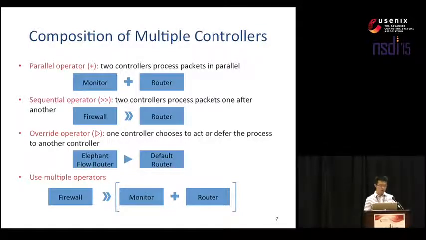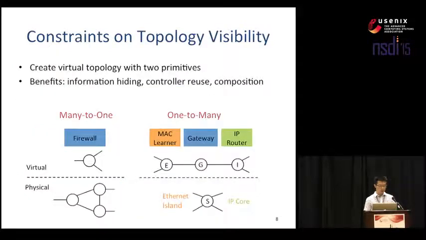Composition is mainly about how to compose multiple controllers. For each controller, CoVisor also provides an interface to specify what they can see and what they can do. CoVisor provides two primitives to create virtual topologies. So each controller only sees a virtual topology instead of the physical topology. This limits the controller's visibility into the network and helps network admins to hide their physical infrastructure information and reuse controllers that have specific requirements on topologies. It also provides a new way to do composition.